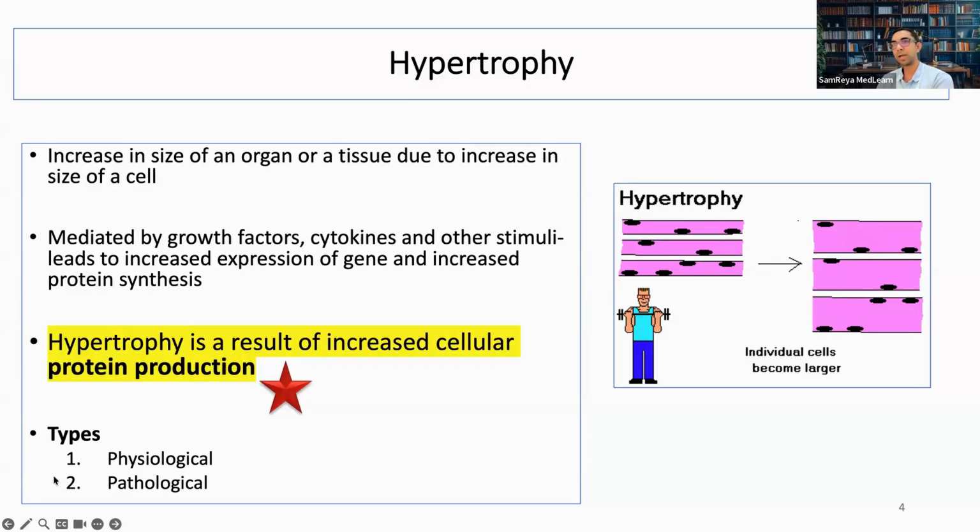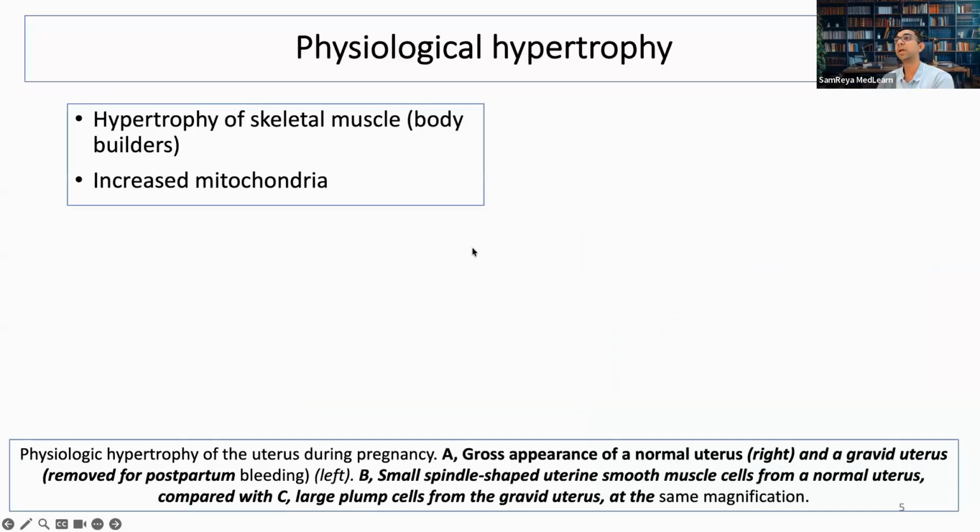Next, we can talk about the types of hypertrophy. It can be a physiological process or a pathological process. So let's see what the examples of physiological hypertrophy are, and what the examples of pathological hypertrophy are. Hypertrophy of skeletal muscles, which I just discussed, in bodybuilders and somebody working out in a gym, lifting weights. These are examples of physiological hypertrophy.